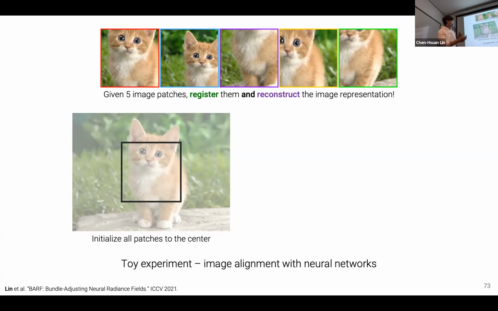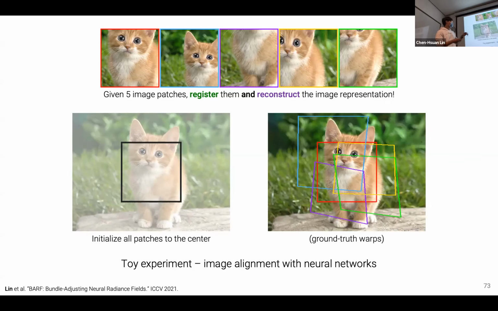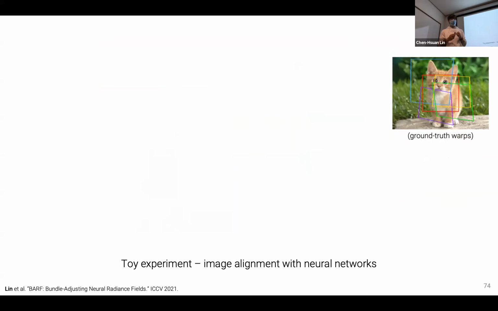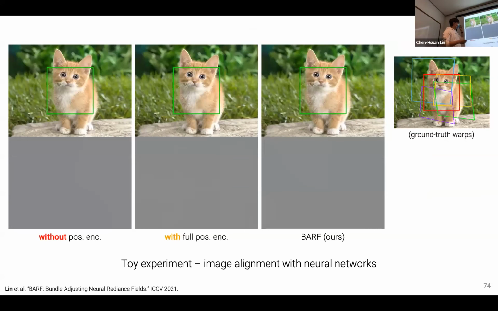We want to try to find a consistent image representation of these images of this kitty cat here, and these are the corresponding ground truth warps. We want to see whether we can discover these image warps and also a consistent image representation at the same time.